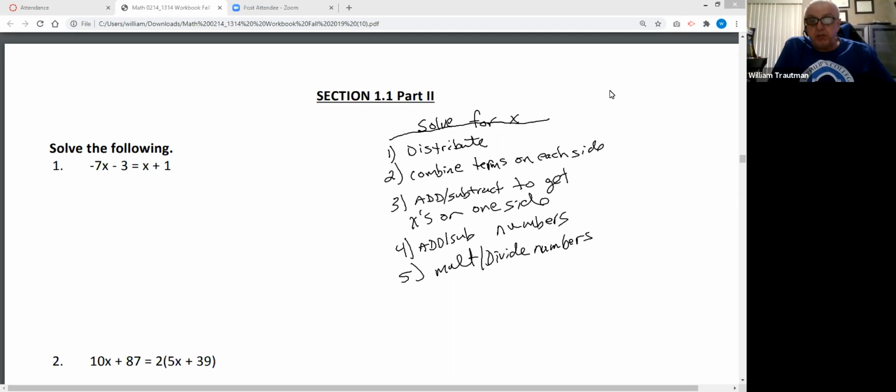The steps for solving for x: number 1, distribute. Step 2, combine terms on each side of the equal sign. Step 3, add and subtract to get the x's on one side. Step 4, add and subtract numbers to get them to the other side. And then finally, multiply and divide numbers to get them to the other side. So these are the steps for solving.